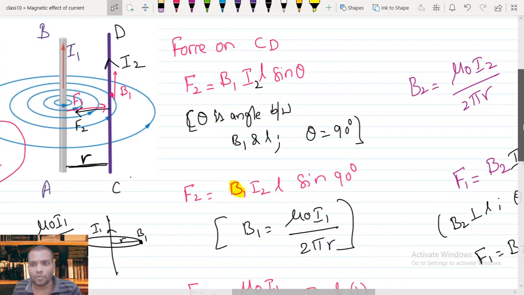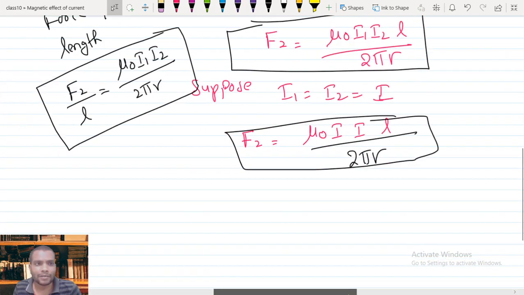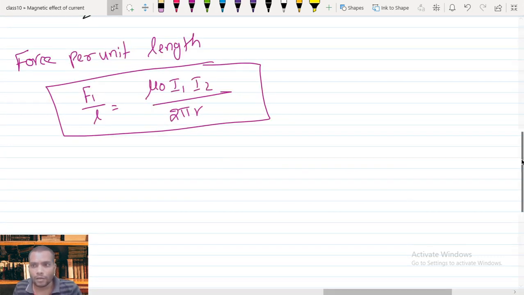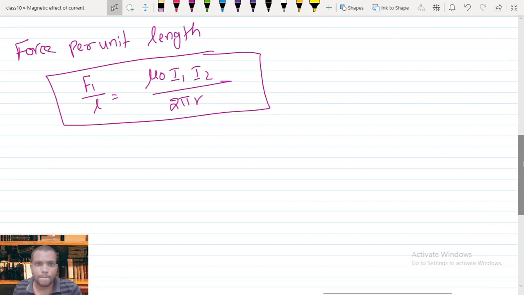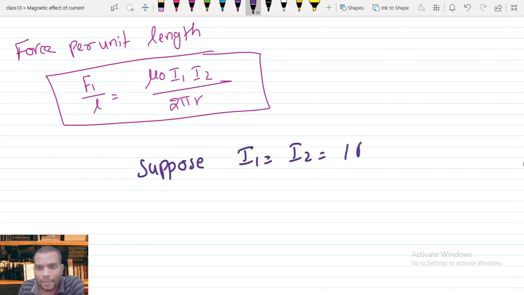So finally, the force per unit length for two parallel current carrying conducting wires, F2 upon L equal to mu naught I1 I2 upon 2 pi r. Now here we define 1 ampere. It's a very interesting definition. Suppose I1 equal to I2 equal to 1 amp, and the distance between the two wires is equal to 1 meter. How does the above expression change?